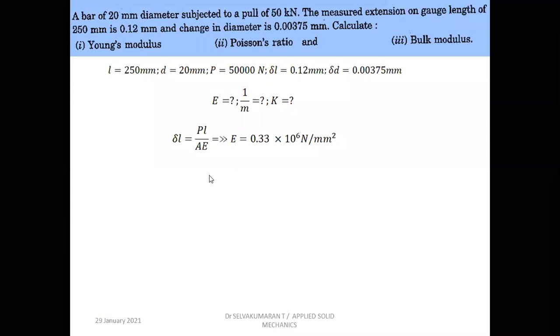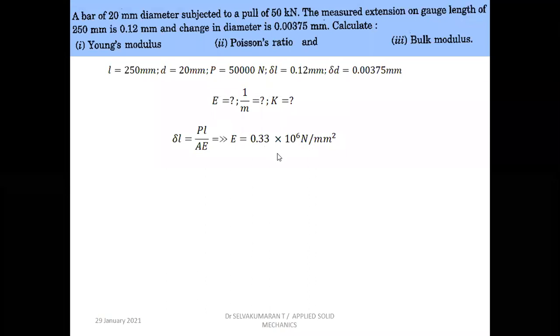So delta L is equal to PL by AE. Delta L is available, P is available, A is available, L is available. A is pi by 4 d square. You can find the Young's modulus, 0.33 into 10 power 6 Newton per mm square.